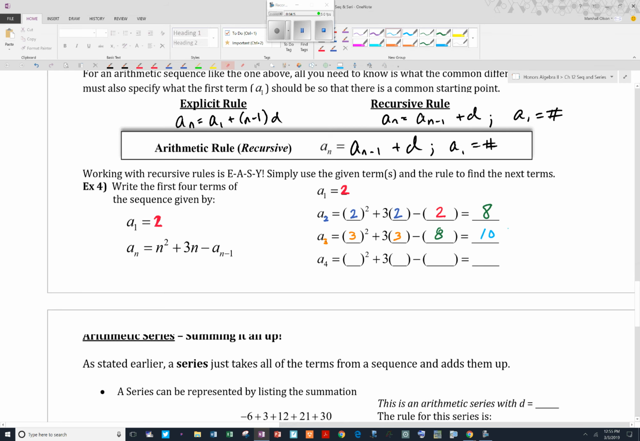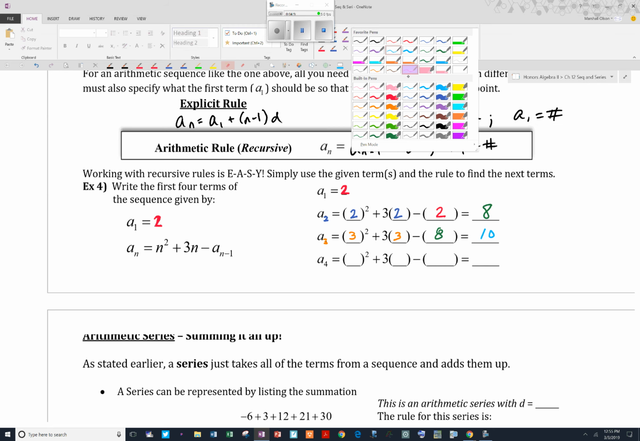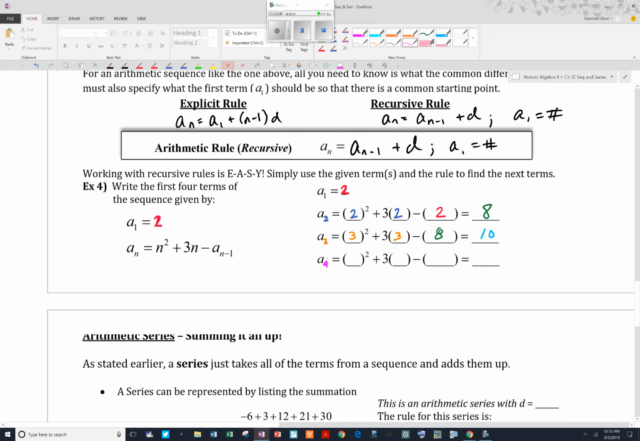All right, now we're going to find the fourth term. The fourth term is going to be 4 squared, 16, plus 3 times 4, which is 12. So we're at 28 right now, minus the previous term, 10. 28 minus 10 is 18.